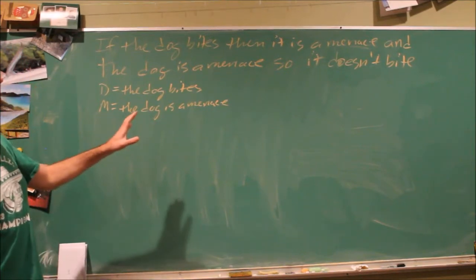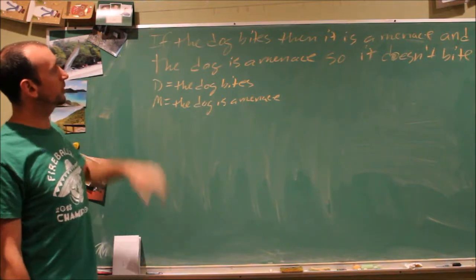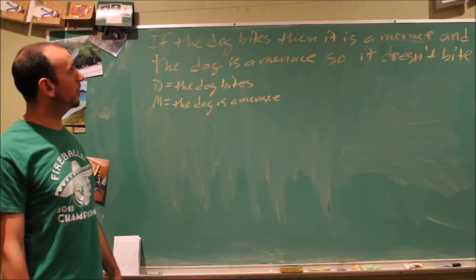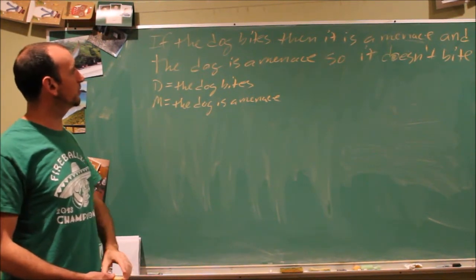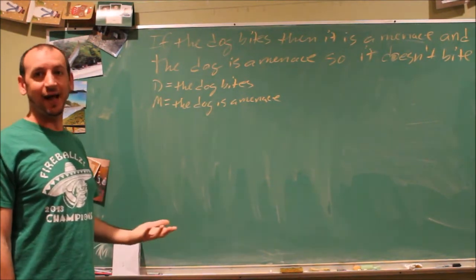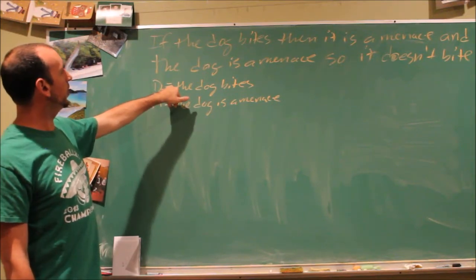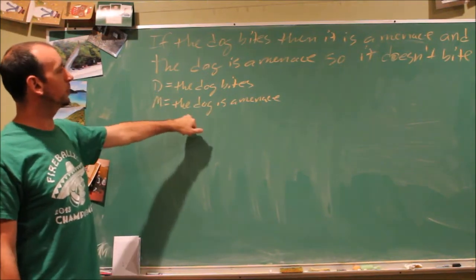All right, so here's an exercise that's very similar to your assignment this week. You might have an argument that looks something like this. I just made this up. If the dog bites, then it is a menace, and the dog is a menace, so it doesn't bite. And that doesn't sound like a very good argument. We're going to prove that it's not a very good argument. So we have D, the letter for the dog bites. M is the letter for the dog is a menace.